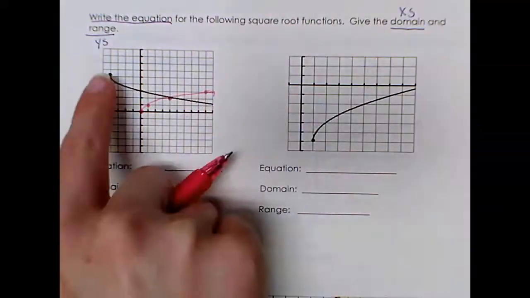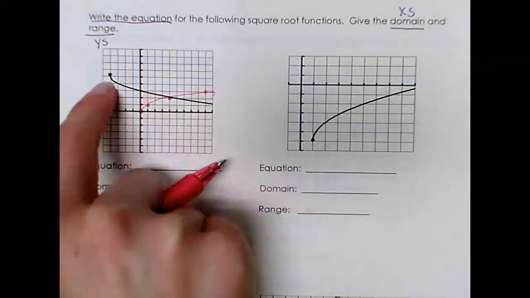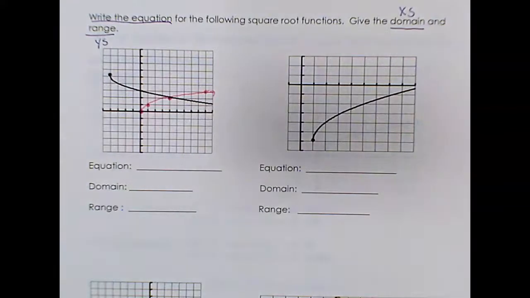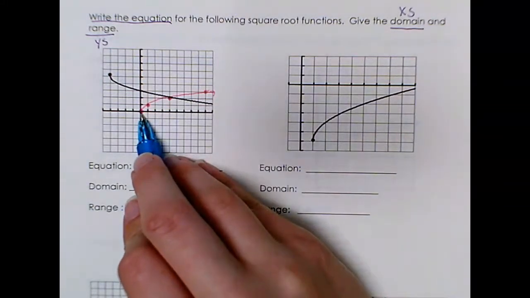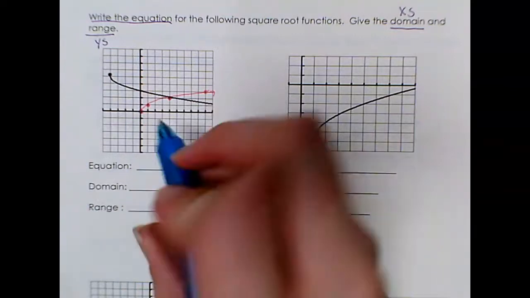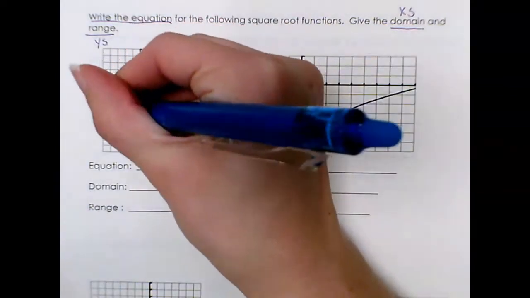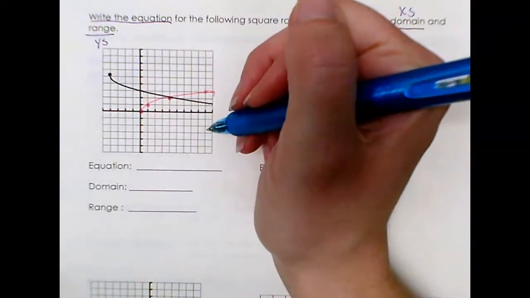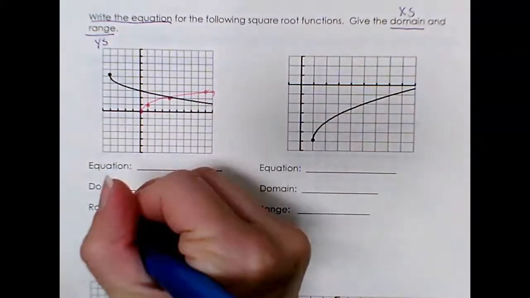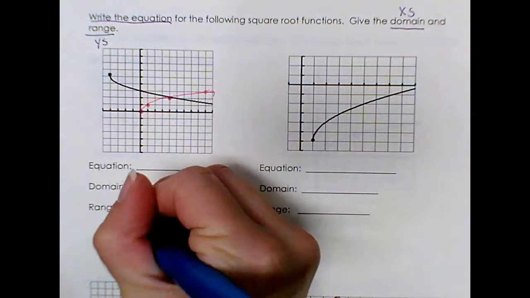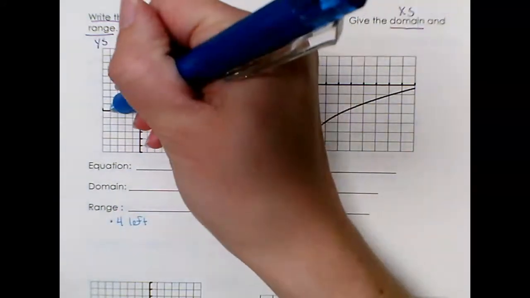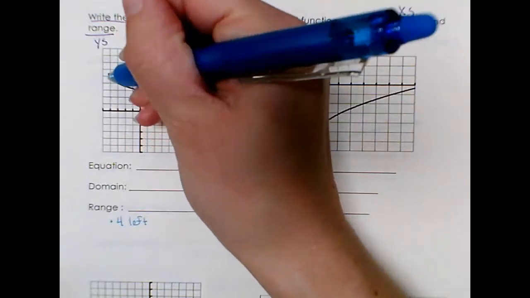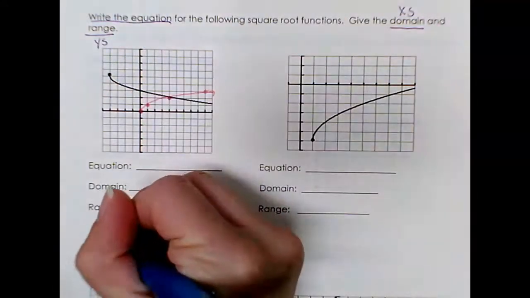So we want to know how the parent function was transformed to make this one. Well, in order to transform it, take the vertex and figure out how it shifted. So this shifted 1, 2, 3, 4 units to the left. 4 to the left. And once it went 4 to the left, we shifted 1, 2, 3, 4, 5 units up. 5 up.